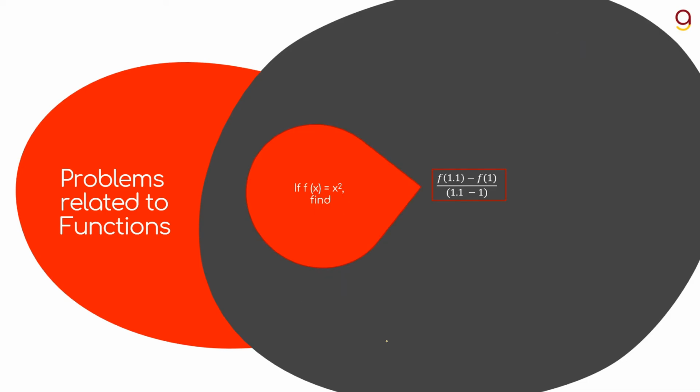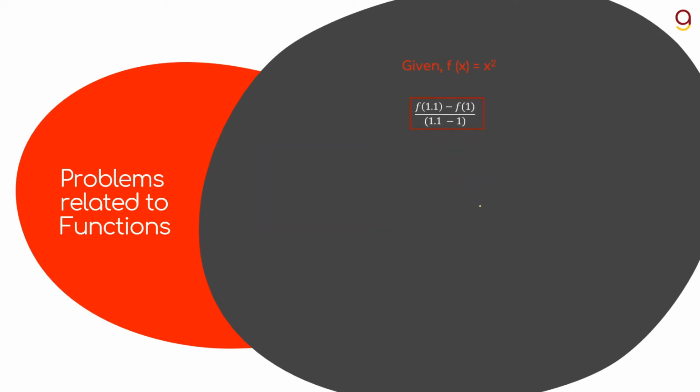Now let's see the next question. Let's try to solve this. Given f(x) is equal to x square, we need to find the value of (f(1.1) minus f(1)) divided by (1.1 minus 1). Now what we will do is f(1.1) will be equal to 1.1 whole square. Why? Because f(x) is equal to x square, and f(1) will be equal to 1 square. Now in the denominator, 1.1 minus 1 will give us 0.1.